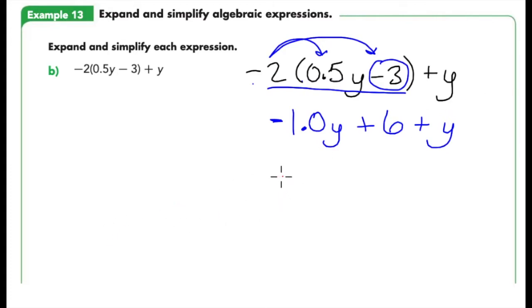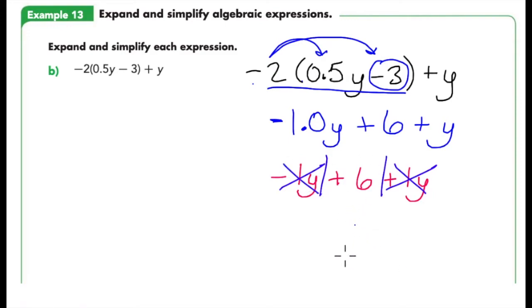So for our new expression, we have a negative 1y plus 6 plus y. This y by itself means that it's 1y as well. If we separate our terms to start, we have a negative 1y, a positive 6, and 1y. Negative 1y and a positive 1y are opposites, so they can cancel each other out. When we simplify, we're just left with 6 as the simplified expression.